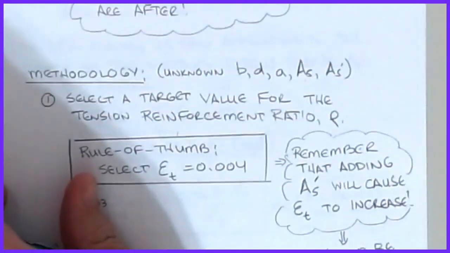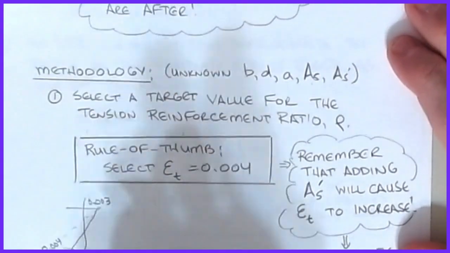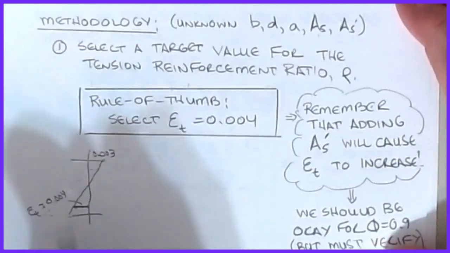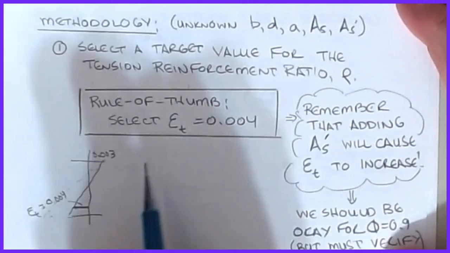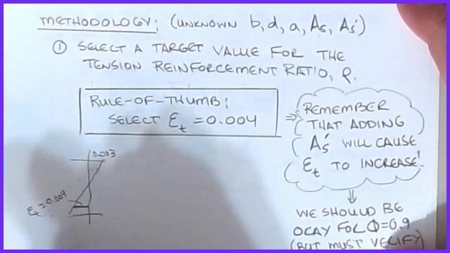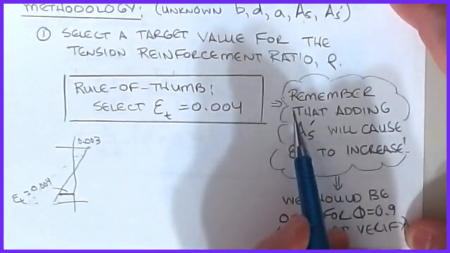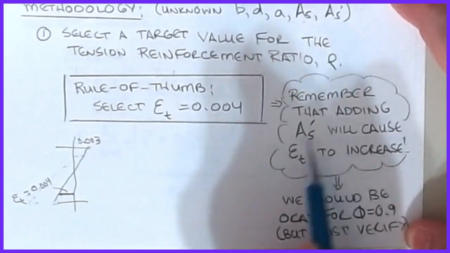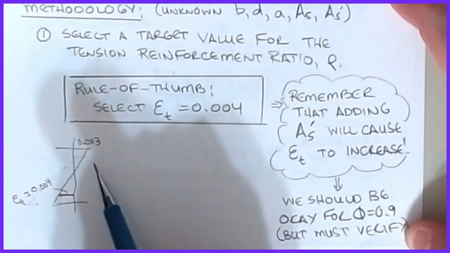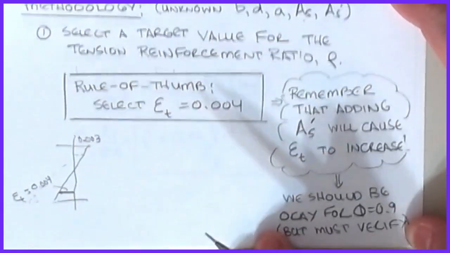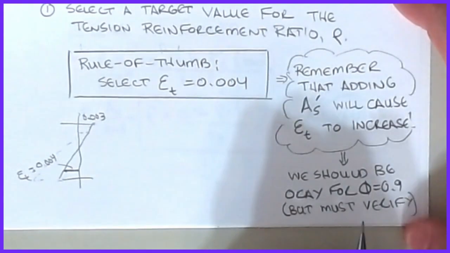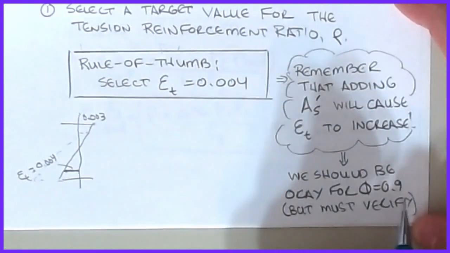So when I make that assumption, I can design this thing almost like an SRR beam to get the bottom reinforcing, and then I know that my compressive steel is going to add a little bit to it. The thought here is that by adding AS prime, this will cause that strain to increase. Okay, so that means we should be okay for a phi of 0.9 for a preliminary round.